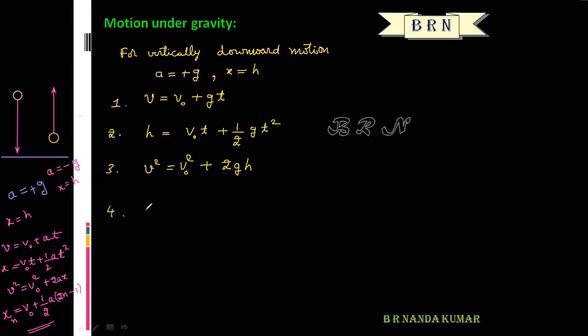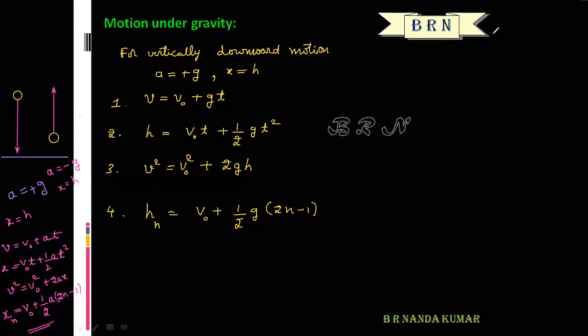And the last one, H n, the distance traveled in the nth second, is equal to V naught plus half G of 2n minus 1. So these are the kinematic equations for vertically downward motion under gravity.